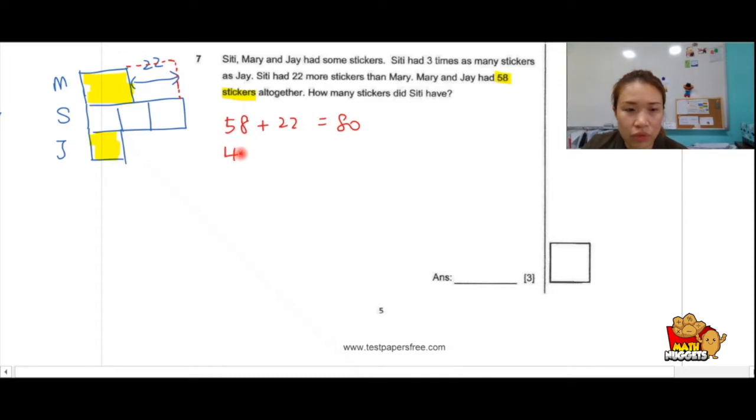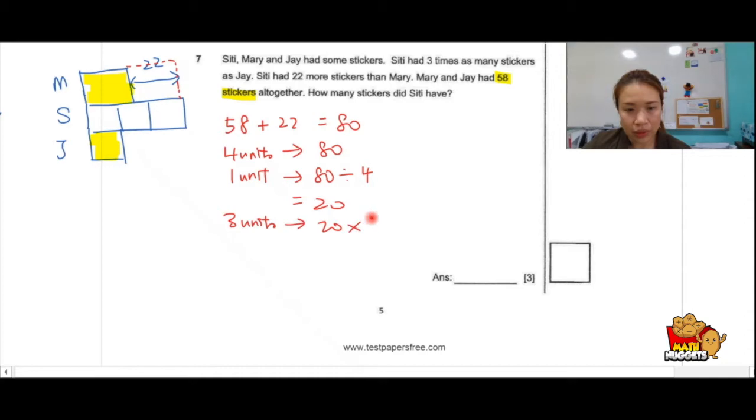So which means 4 units would be 80. So then we are able to find 1 unit. 80 divided by 4, which is 20. So how many stickers does City have? City has 3 units. 60.